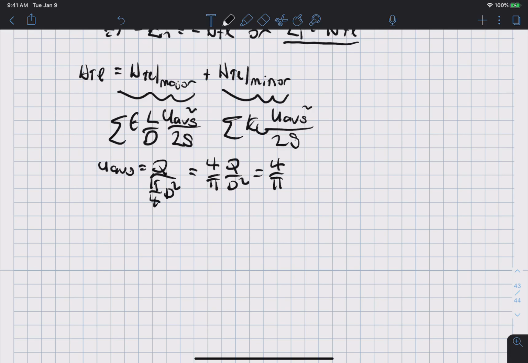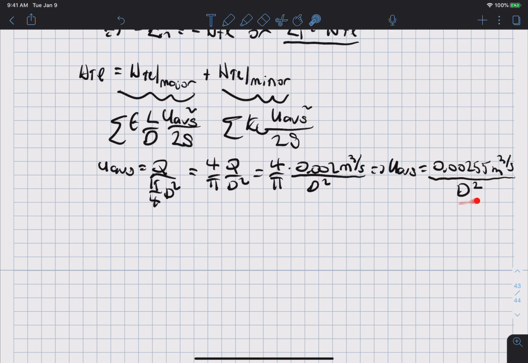and that equals, if we stick in the numbers, 4 over pi times 0.002 cubic meters per second over the diameter squared, which we don't know yet. And this implies that the average velocity equals 0.00255 cubic meters per second divided by D squared. Okay, so again, if we know the diameter, we can now find the average velocity.